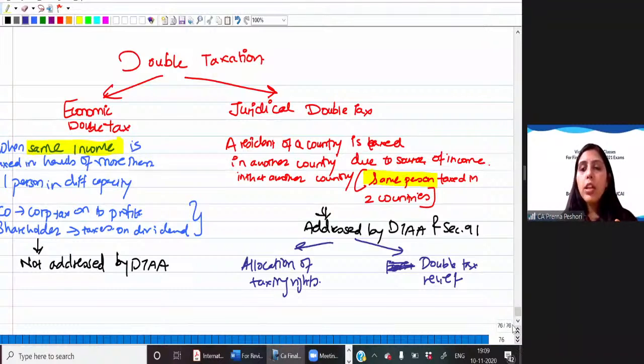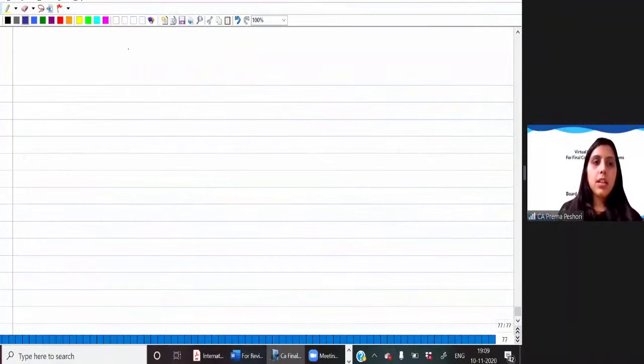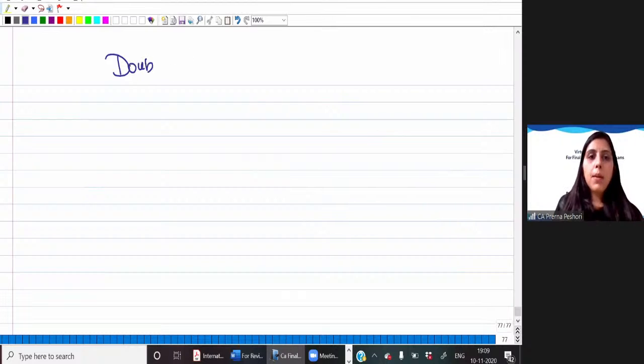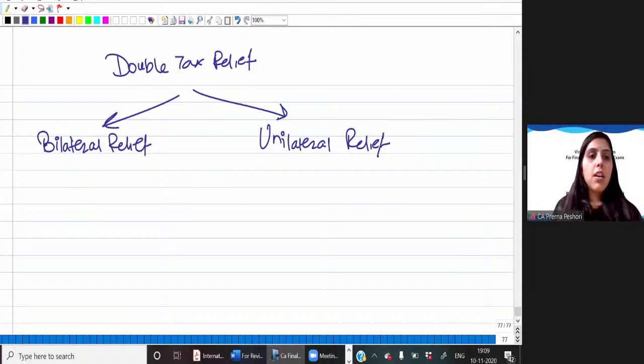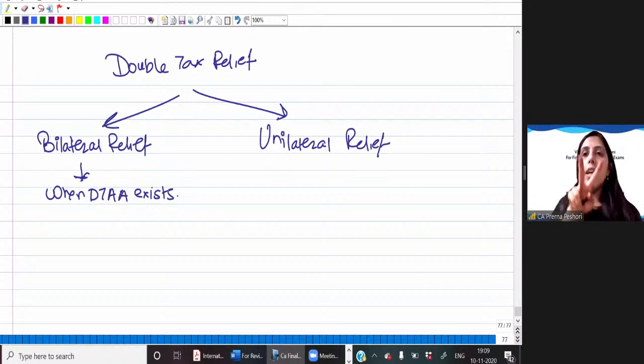So usually, how is the double tax relief granted? Two ways: bilateral relief and unilateral relief. Now, what is bilateral relief? When a DTAA exists. If the agreement exists between the two countries, the relief is provided bilaterally.